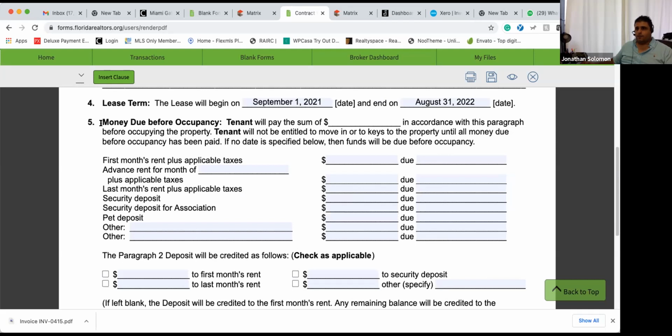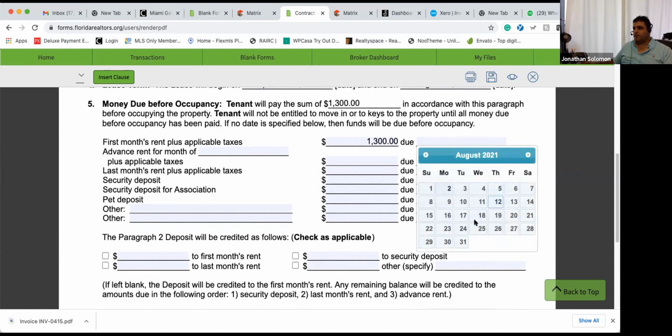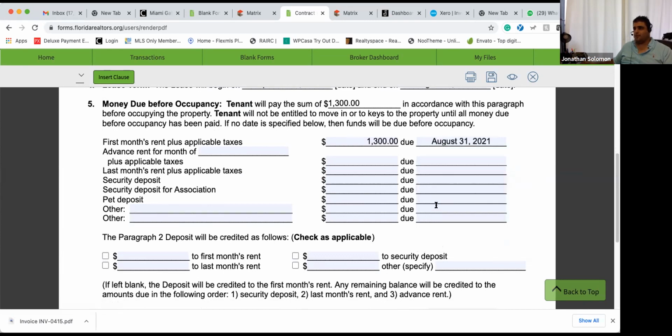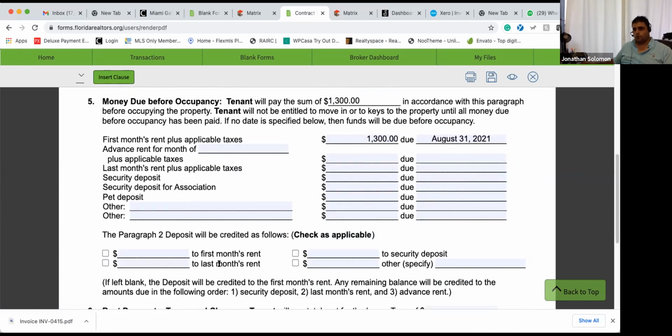The next part, section number 5, is money due before occupancy. So we usually have first month, which is the move-in month. That's usually common. Last month, we can add that, security deposit, security for association, pet deposit, all of those. And we can set up the dates of when this money is due. Usually at the day of the move-in or a day before move-in and so on.